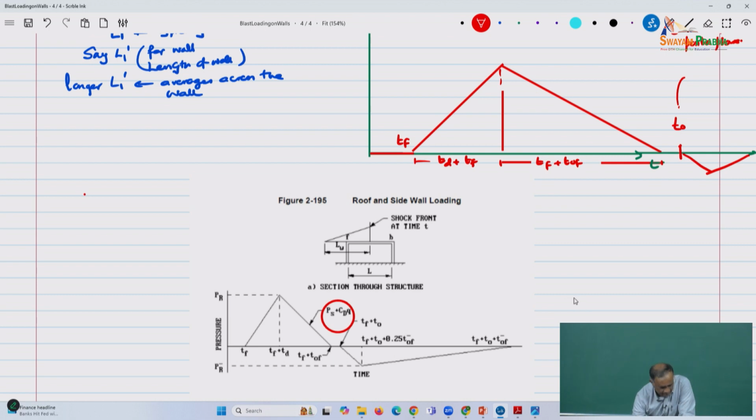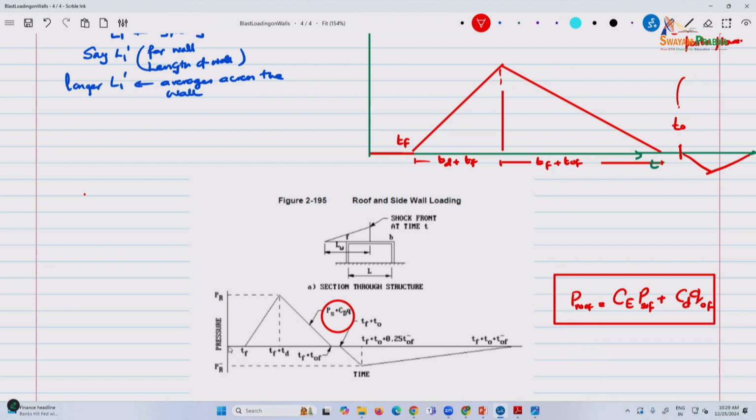Here you have P roof or the P side wall, there is a coefficient CE multiplied by PS, plus the drag coefficient multiplied by Q, the drag associated with the wind pressure. And the negative phase, you have your arrival time TF plus T0. This is your arrival time, depending on where you consider. If you're considering the back part of the wall, the TF arrival time could be the same as the front part of the wall if it is the first foot of the wall.